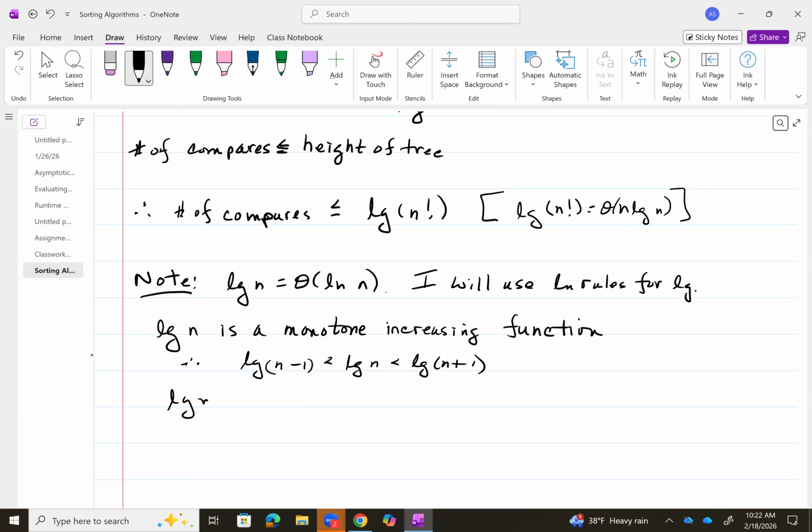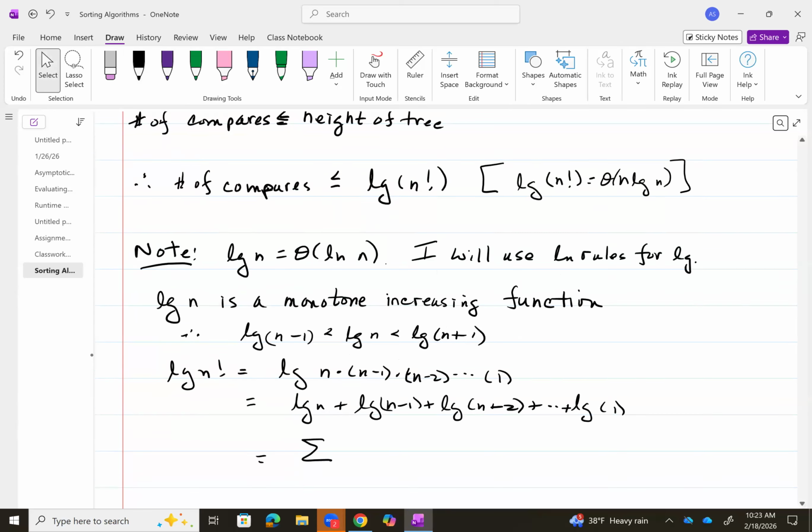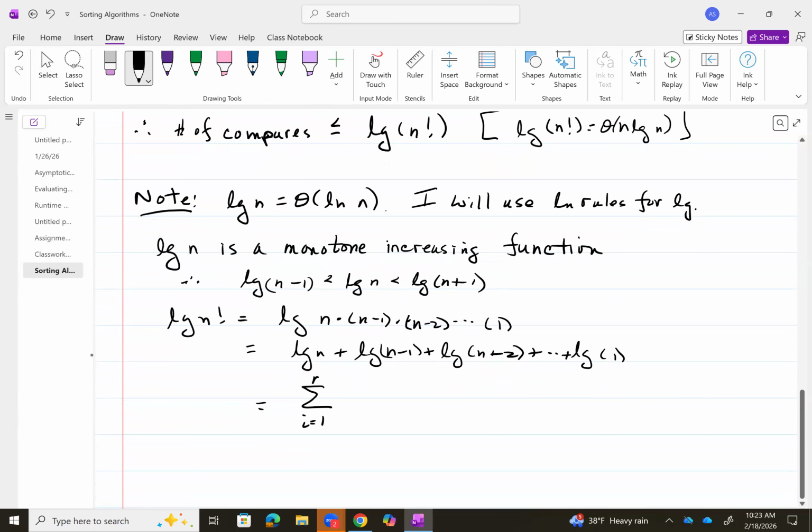So what does log of n factorial really mean? Well, it's log of n times n minus 1 times n minus 2 all the way down to 1. Which by rules of logarithms is log of n plus log of n minus 1 plus log of n minus 2 plus log of 1. Or the summation i equals 1 to n of log of i. Okay? You with me so far?